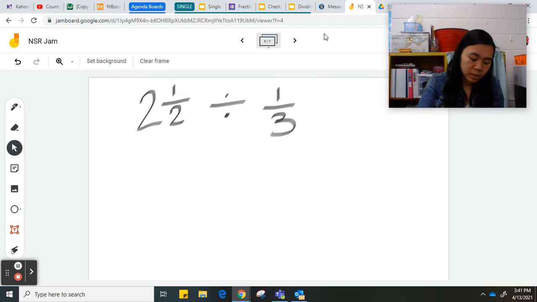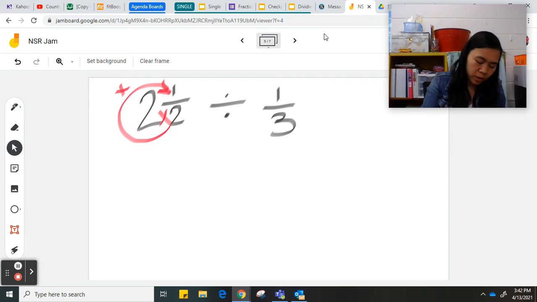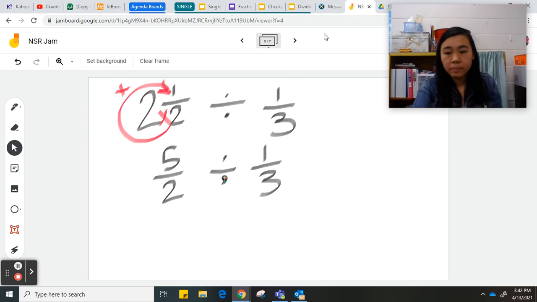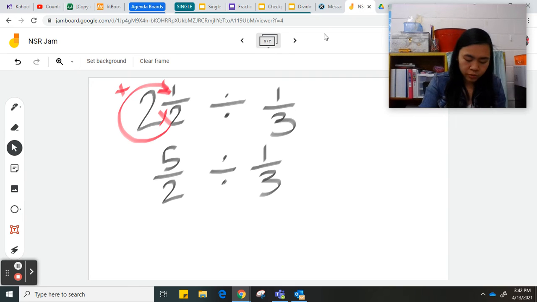So if you ever see a mixed number, go ahead and do the around the world to change it. So 2 times 2 is 4, plus this one, 5/2. And I'm just going to rewrite this problem first before I even do my keep, change, flip. So this is 5/2 divided by 1/3. And why I'm going to do that is because if you have a mixed number as your second number, a lot of you guys want to just leave it and you forget to flip it. So I'm just going to rewrite my problem with no mixed numbers, and then I'm going to do my keep, change, flip.